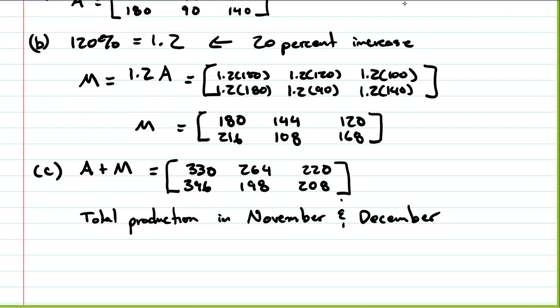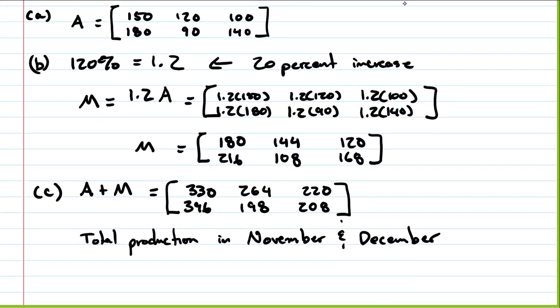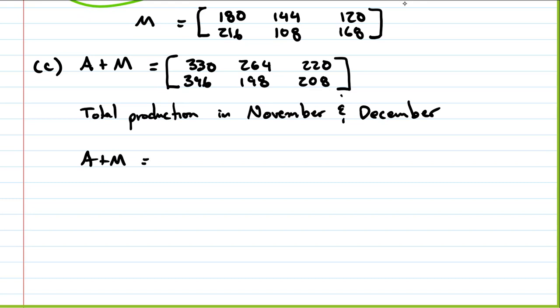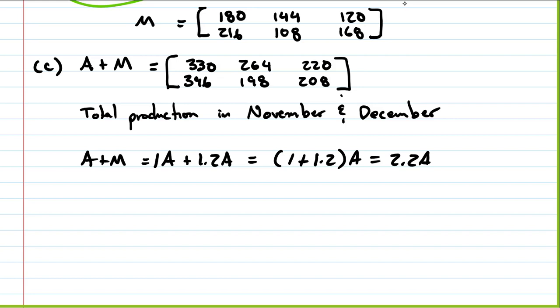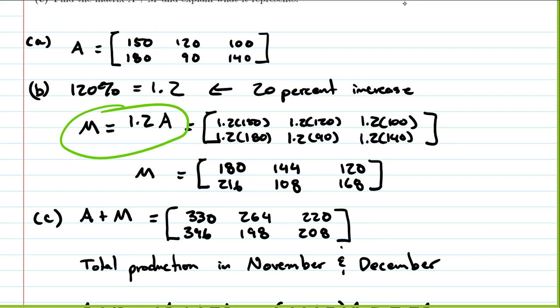Because M represented the increased production for December. When we add the two matrices together, we get the total production. It's worth noting we can do a lot of this in a much more abstract way. M was equal to 1.2 times A, so A plus M was really the same as A plus 1.2 times A. We could factor out our common factor of A, and that's 1 plus 1.2 times A, which is just 2.2A. Or if you want to think of it this way, if we collected our like terms, what's A plus 1.2A? 2.2A, right? So we could have skipped right to the answer by just multiplying the matrix A by 2.2.